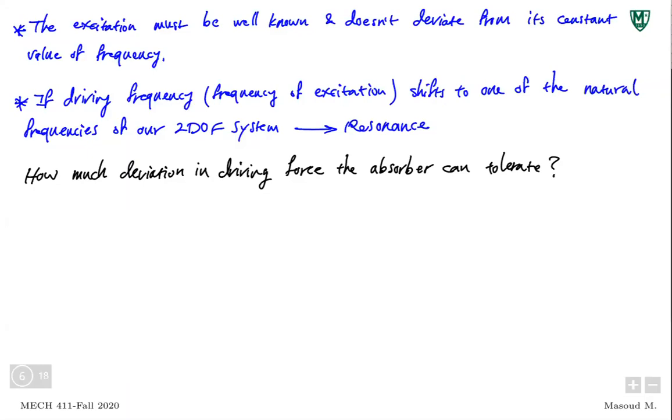Very similar concept to the single degree of freedom system. Resonance is the same for a system with 2 degrees of freedom. If we excite the system with a frequency close to one of these natural frequencies, then we're going to have large displacements, which is what we don't want. That's what we're trying to avoid here. That's why we designed the vibration absorber.